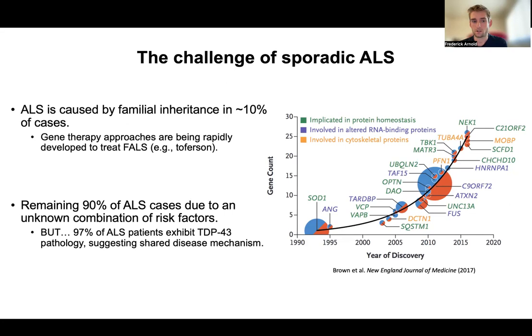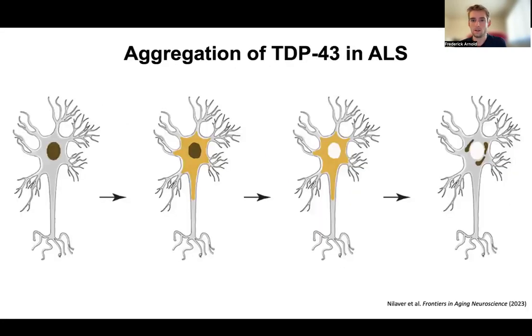However, the vast majority of ALS patients do have this shared pathological hallmark, mislocalization of the protein TDP43, suggesting that there is a shared disease mechanism across these broad, different upstream causes of ALS. And so in ALS patients, TDP43, which is normally performing its function in the nucleus, becomes mislocalized to the cytoplasm and eventually forms these pathological aggregates.